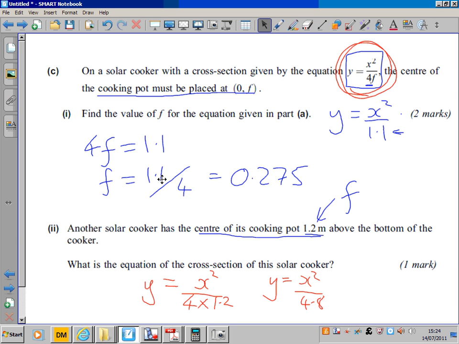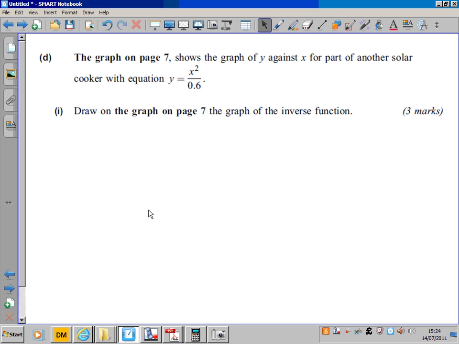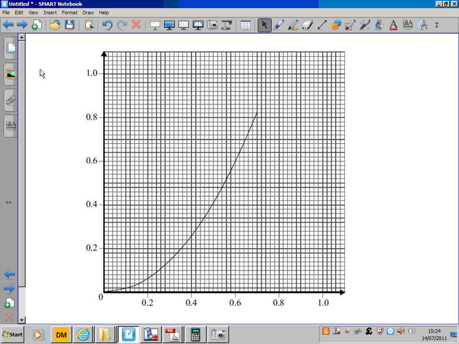Okay, final part of this question, part D, says the graph on page 7 shows the graph of y against x for a part of another solar cooker with equation y equals x squared over 0.6. And it says draw on the graph on page 7 the graph of the inverse function. So here's the graph on page 7, looks like this.